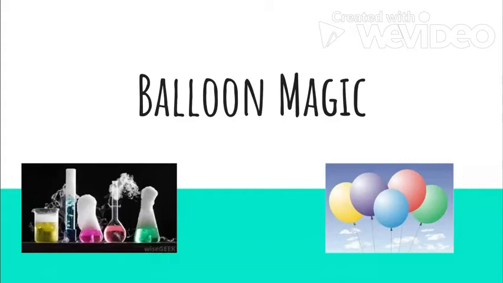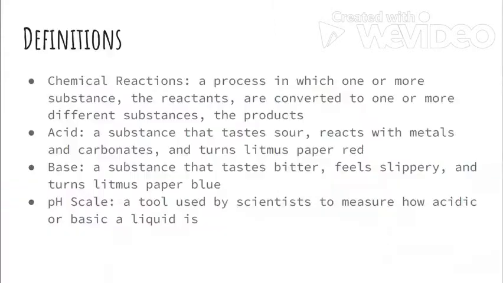All right, so the experiment we are going to be doing today is called balloon magic. Before we jump into the experiment, let's go over some definitions and terms we're going to need in order to complete our experiment. We need to know what a chemical reaction is, which is a process in which one or more substances, the reactants, are converted to one or more different substances, or the products. An acid is a substance that tastes sour, reacts with metals and carbonates, and turns litmus paper red.